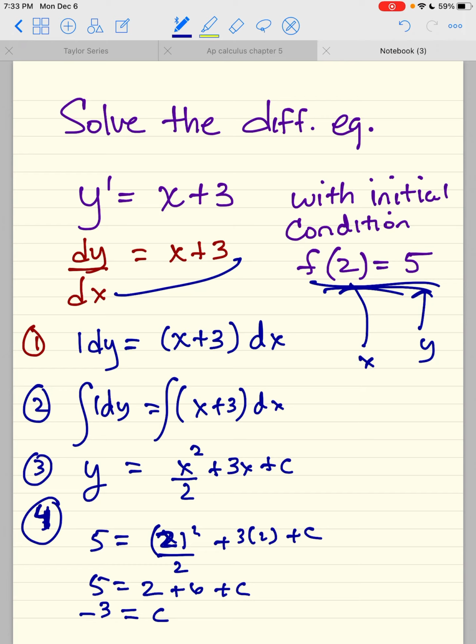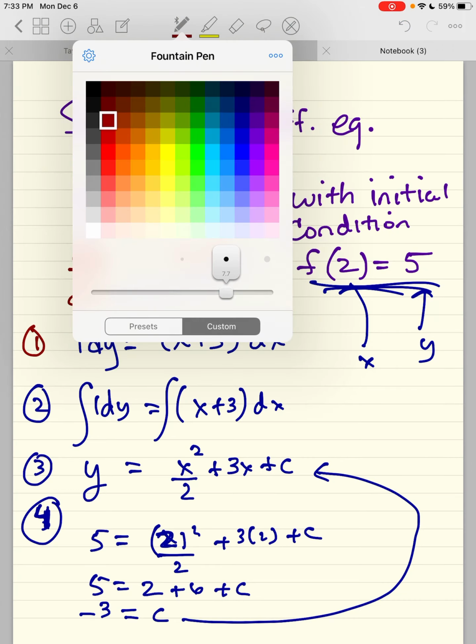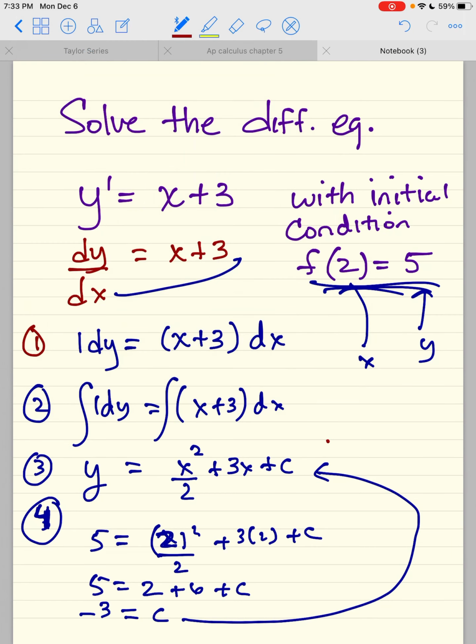So what we have to do is now take this -3 and resubstitute it back into step 3. So I don't want to go off to a different page. So what I'm going to do here is I'm going to write x squared over 2 plus 3x minus 3. Now that y is by itself, you are done. And if you were to graph this parabola, you would know that it would pass through the point (2, 5). So that's pretty much it for solving differential equations.